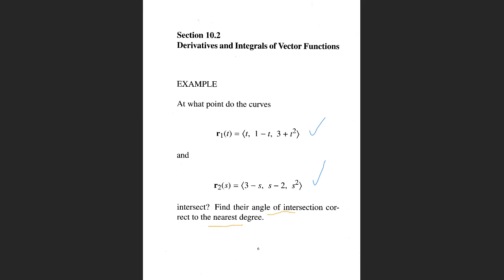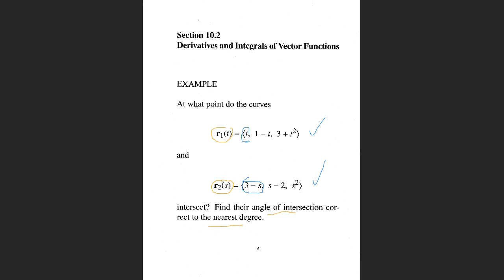So, at the point of intersection, the coordinates for both of these space curves have to be the same. That's important. So that means that t would have to equal 3 minus s.